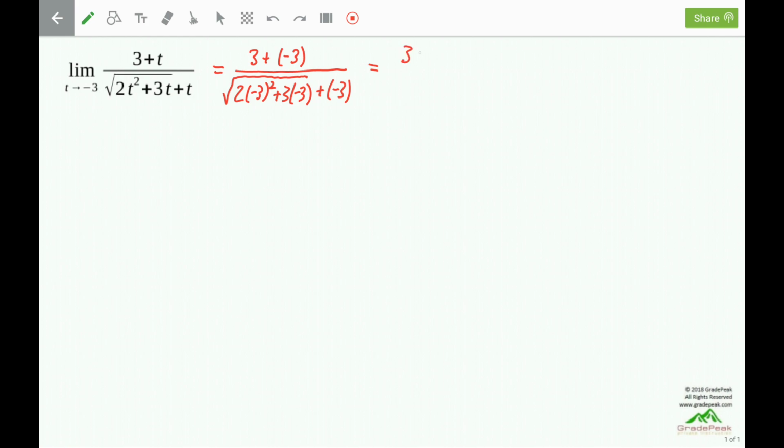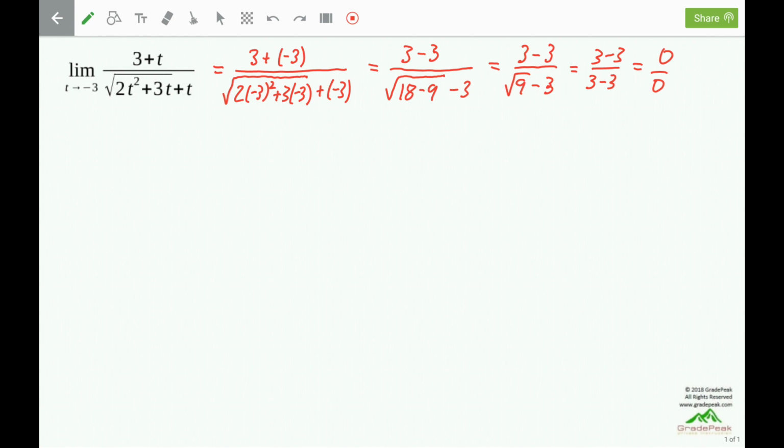In the numerator, plus a negative is the same as subtraction. In the denominator, -3 squared is 9 times a 2 is an 18. So we have an 18 minus a 9, and then plus a negative is the same thing as subtraction. So we have 3 minus 3 over the root of 18 minus 9, which is a 9, minus 3. So we have 3 minus 3 over the root of 9, which is a 3, minus 3. 3 minus 3 is a 0. So we have a 0 over 0 indeterminate form.